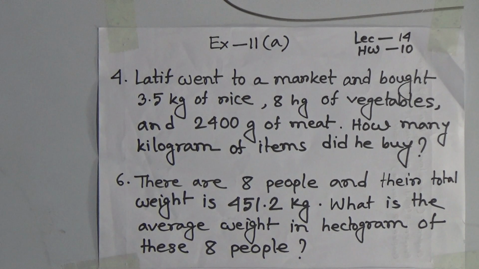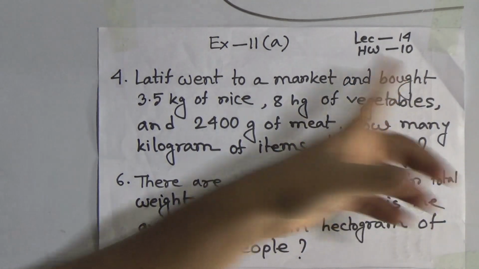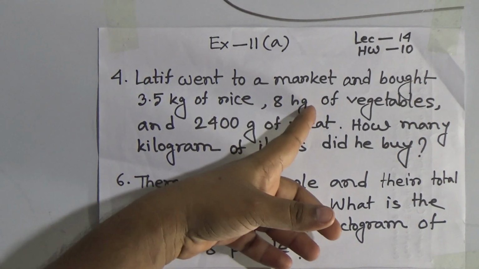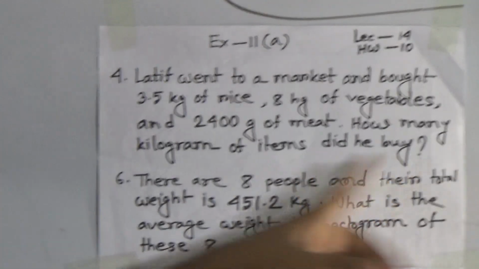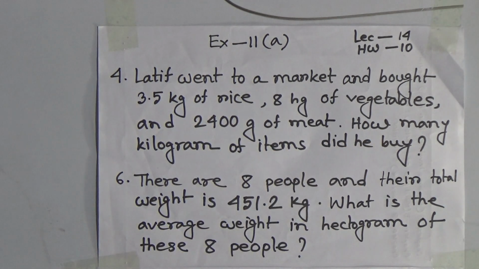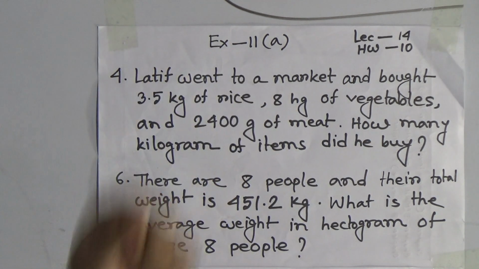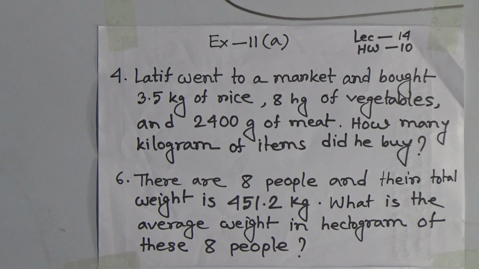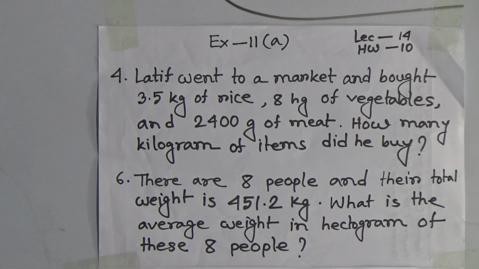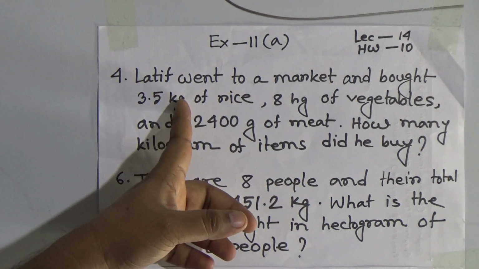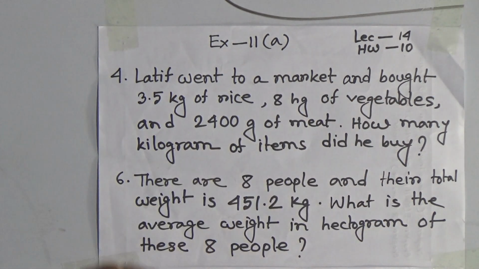Number 4 first. At first we read the question. Please notice the question. Latif went to a market and bought 3.5 kg of rice, 8 hectogram of vegetables and 2400 gram of meat. How many kilograms of items did he buy? My dear students, Latif is a boy who went to the market. After going to the market, he bought 3.5 kg rice, vegetables 8 hectogram, meat 2400 gram.